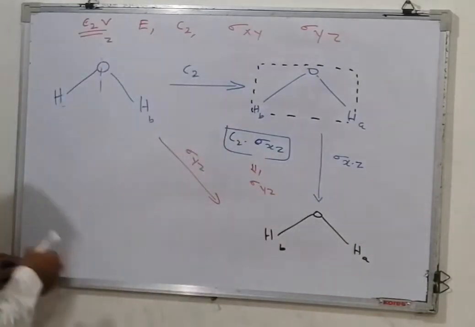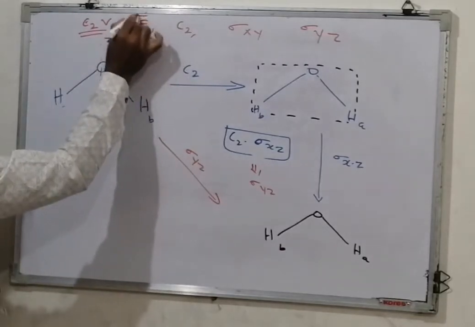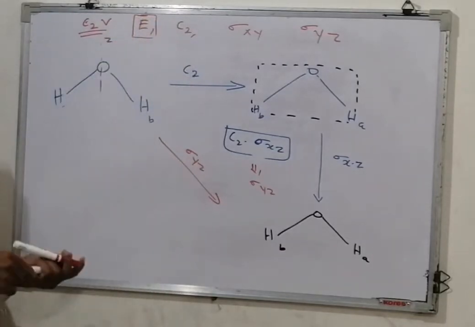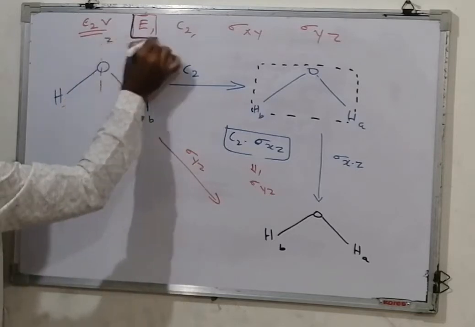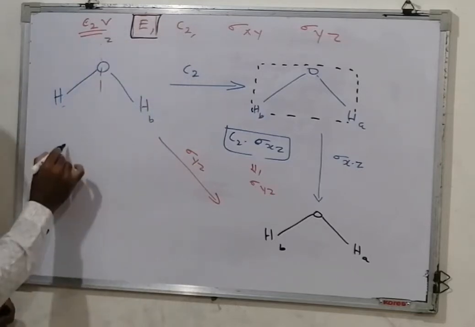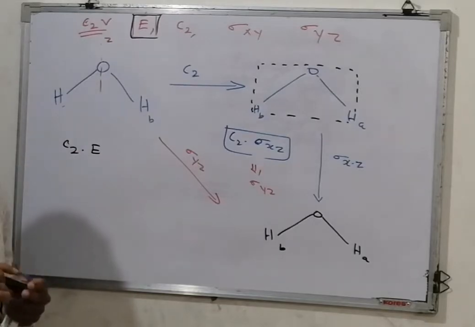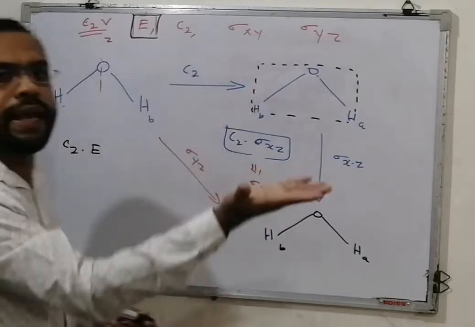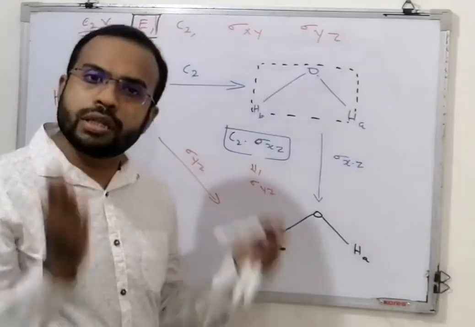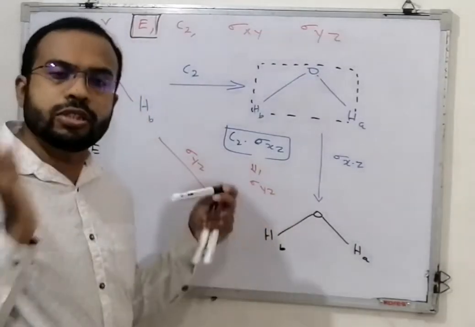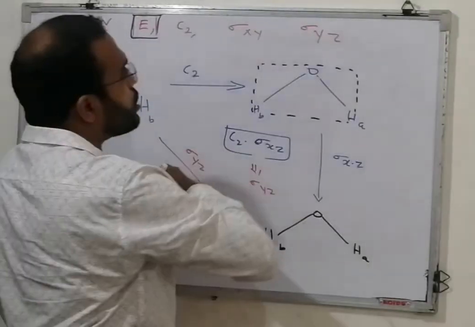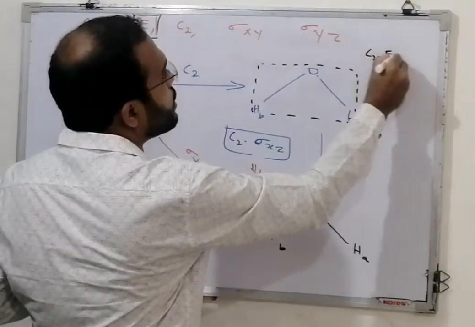E, what is E? Please understand what E is. E is nothing but doing nothing. Suppose I do C2 and E. What shall I get? C2, because E means doing nothing. This C2 into E is equal to C2.